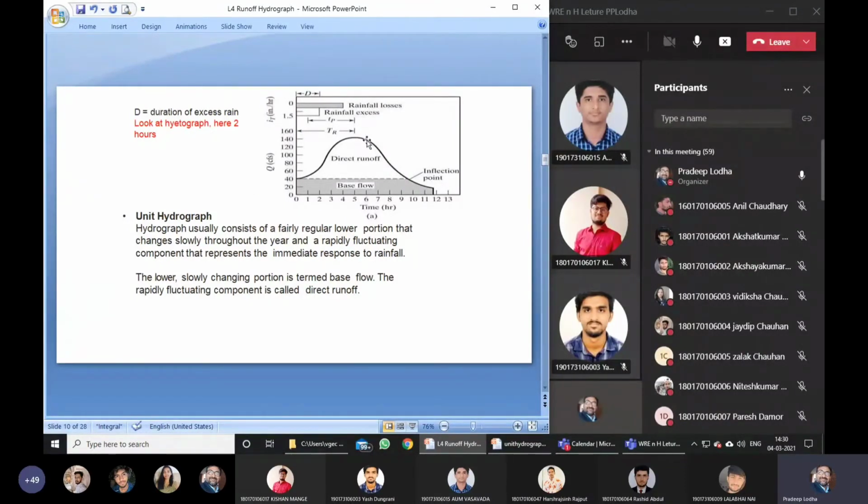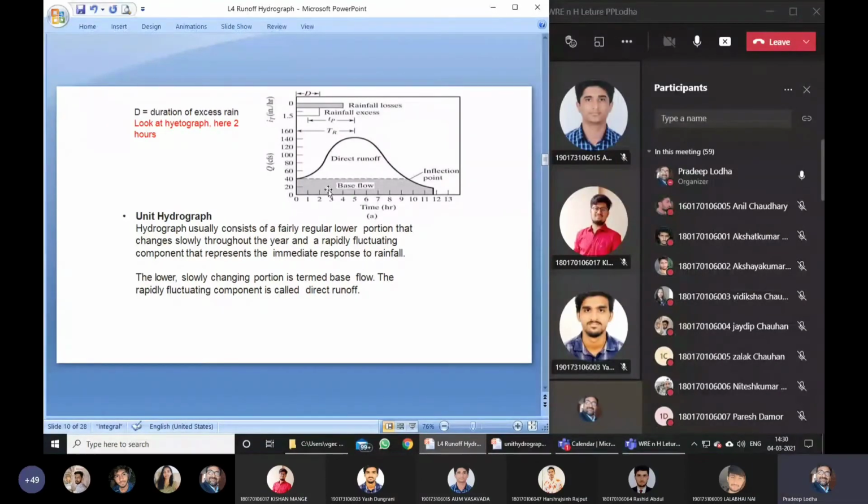Earlier this was very sharp. Here it is broad. This curve is broad here, direct runoff, and it is not sharp at the peak. So this depends upon the watershed characteristics. There are different sizes and materials out of which your watershed is made. Depending upon that, the direct runoff, the peak, and the shape of your hydrograph come out.